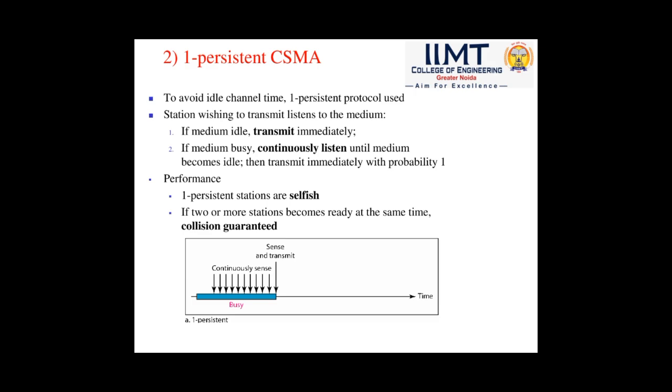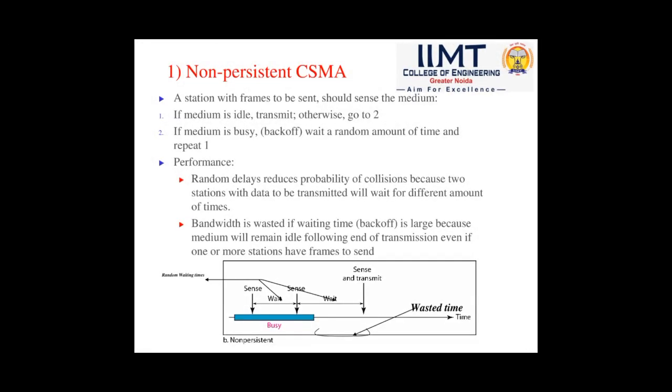Now it may happen that there are n stations, 10 stations in this diagram. These stations will sense that the channel gets idle after some time. So it is possible that two or more stations will send the frame simultaneously. So again there are chances of collision. In this method, when the channel gets idle, two or more stations may send the frame simultaneously. So this is minimized by some factor in the non-persistent method.